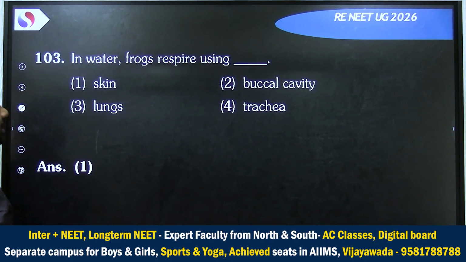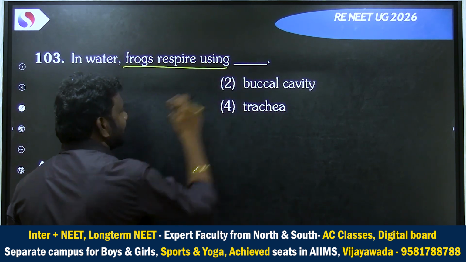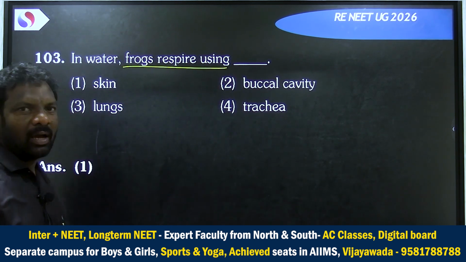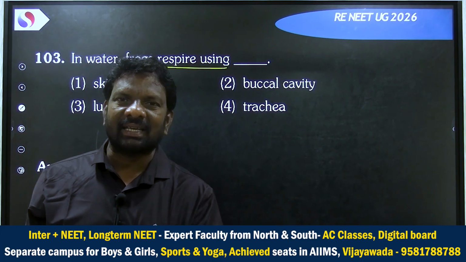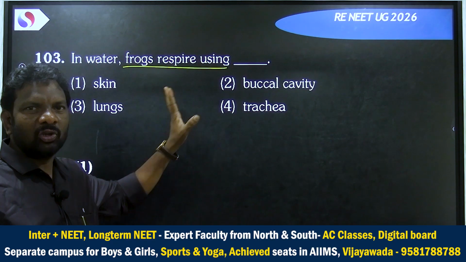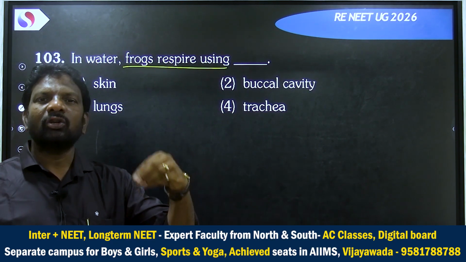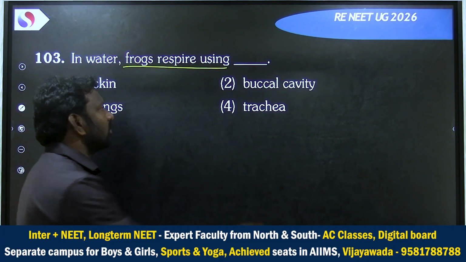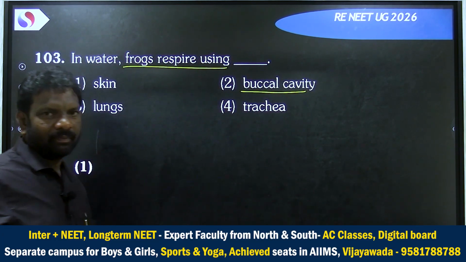Then after 103: in water, frog respires by using a dash. In a frog, there are 3 types of respiratory organs or surfaces. One is lungs, that is used for pulmonary respiration. Skin, that is cutaneous respiration. Third one is buccopharyngeal cavity, which is included in pulmonary respiration.